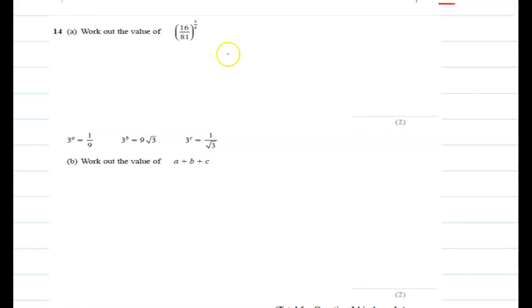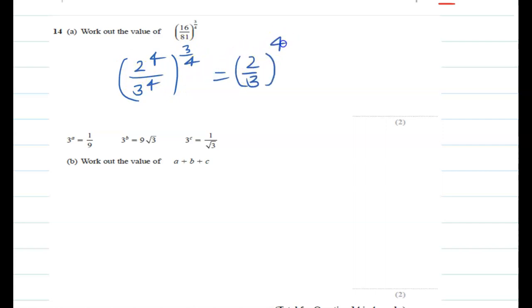Okay, so 16 divided by 81. 16 you can write as 2 to the power 4, 81 you can write as 3 to the power 4, and outside is 3 over 4. So this you can write inside the bracket, 2 over 3 to the power 4, and 3 over 4 is outside. 4 and 4 cancel. So 2 to the power 3, that is 8. 3 to the power 3 is 27. So the answer is 8 over 27.